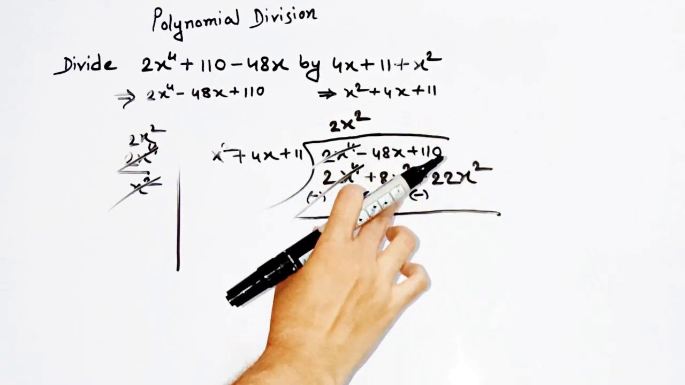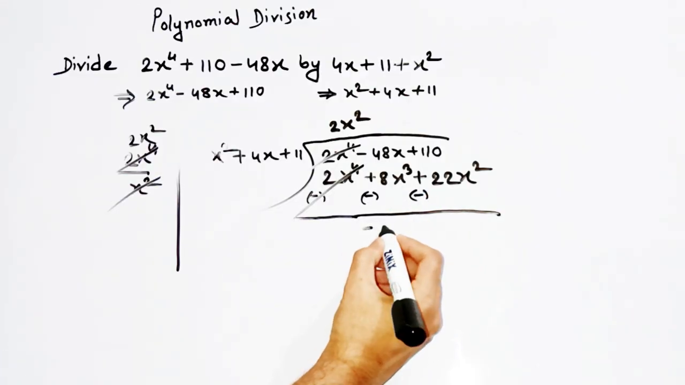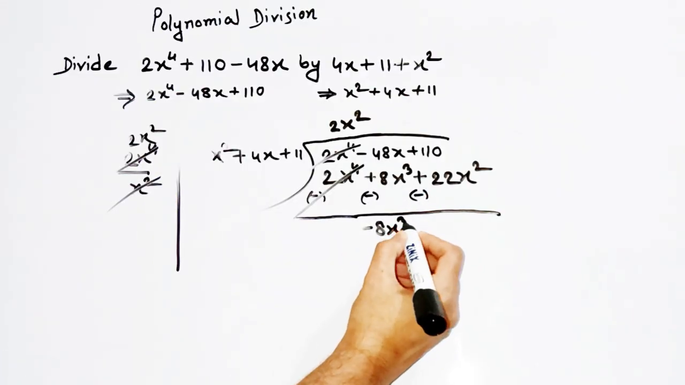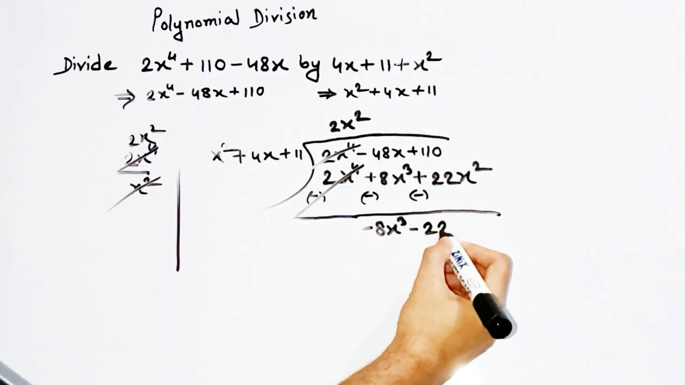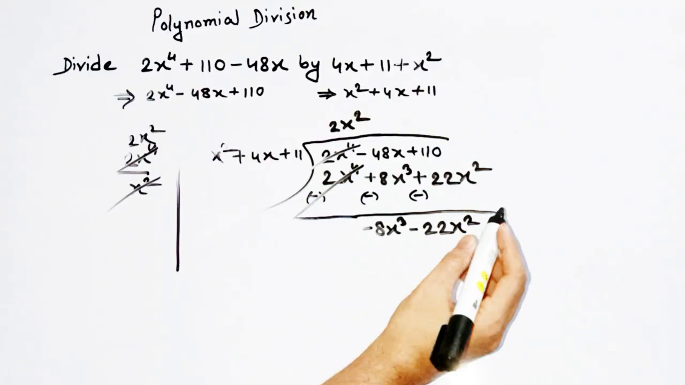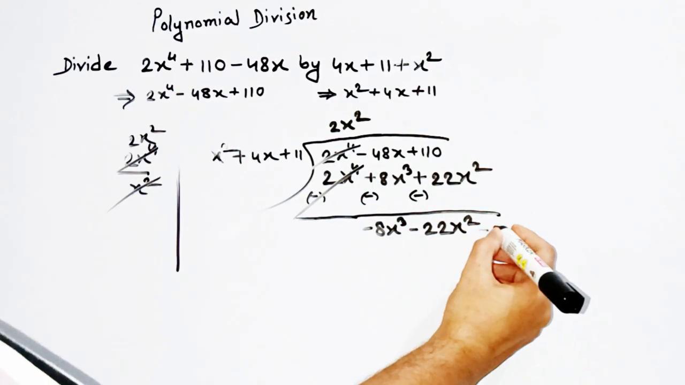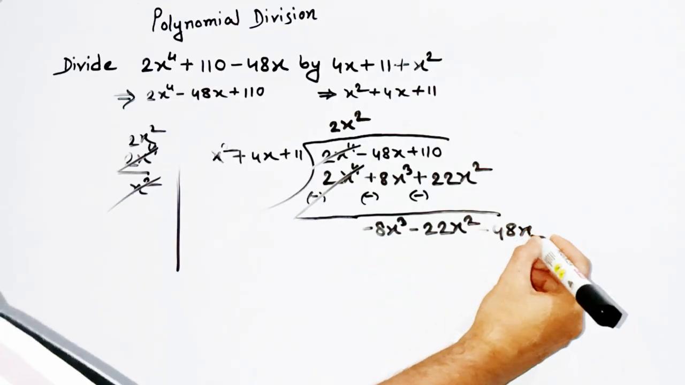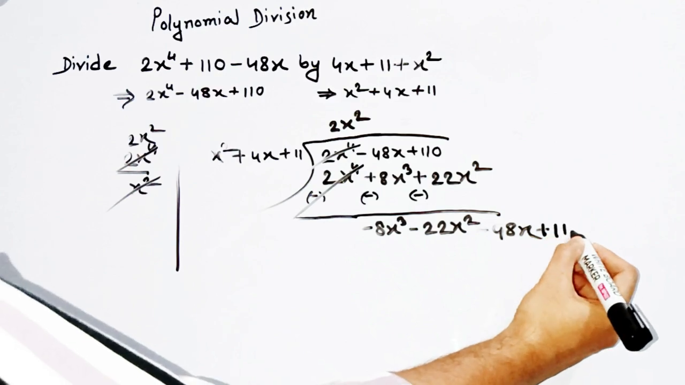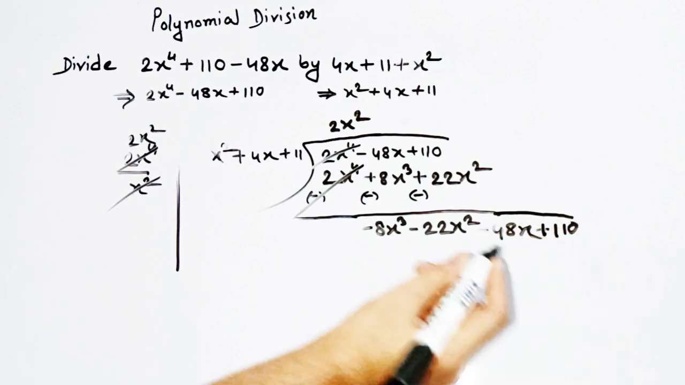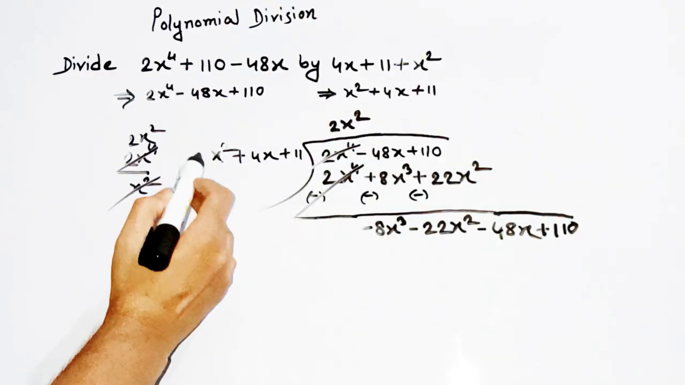These terms are also arranged in descending order. Negative 8x cube, then negative 22x square, then negative 48x, then plus 110. Hope you get it. Again, we have to divide this first term by this first term.